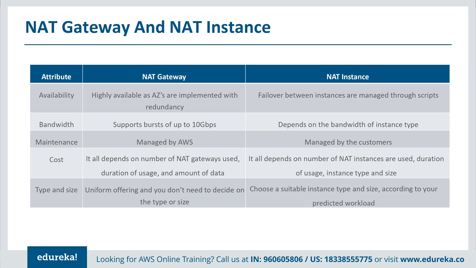So a quick comparison between NAT gateways and NAT instance. With respect to availability, it is guaranteed by Amazon for the gateway; for NAT instance, you will have to manage the health of your instance. Bandwidth can go up to 10 gigabits per second, whereas on your instance, it would depend on the instance type. Maintenance is managed by AWS for the gateway, self-managed for the instance. Cost depends on the amount of data being transferred and the number of gateways being used. In the instance case, again, the type of instance that you are using.